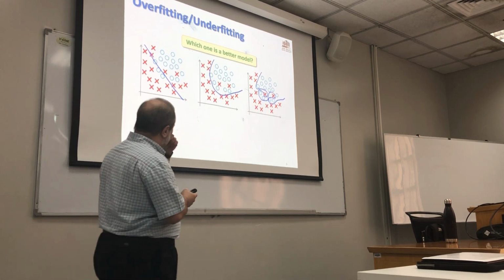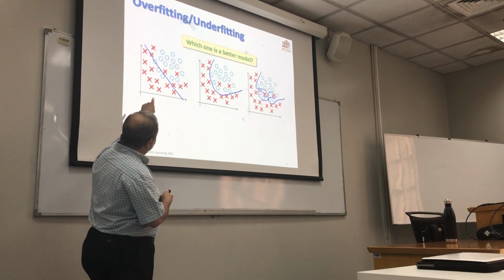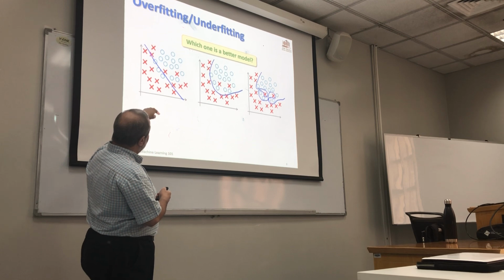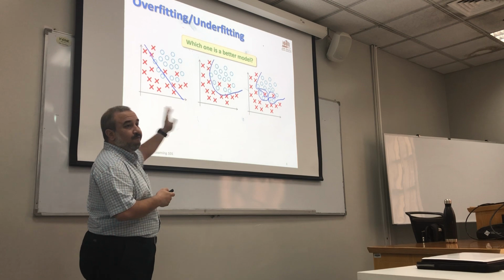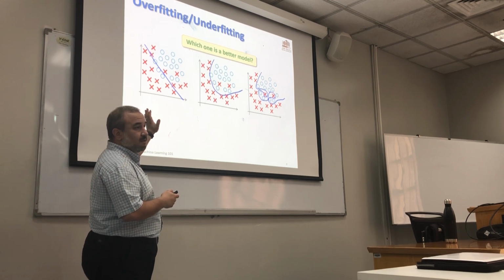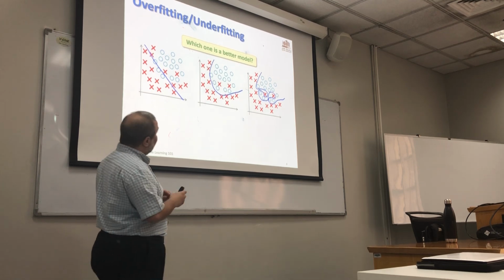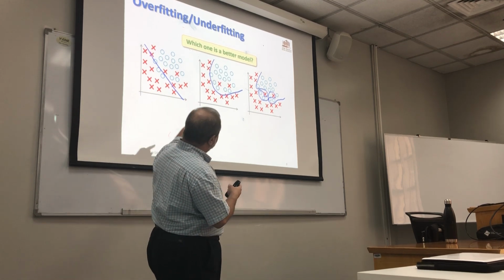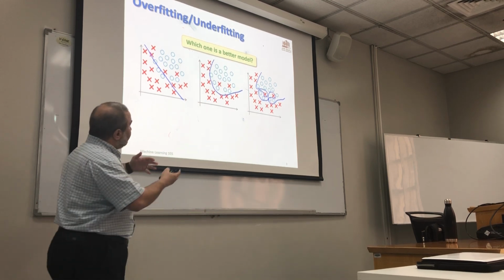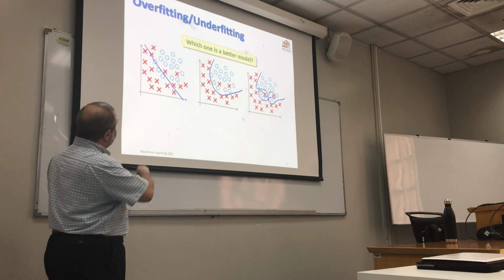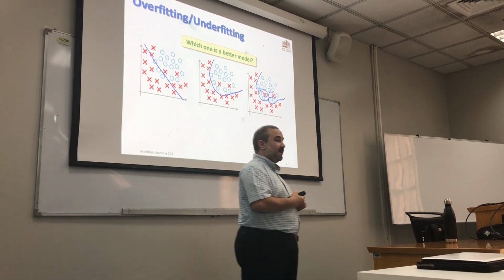Let me show you 3 examples. Here we want to classify between the blue circles and the red crosses. So what type of problem is that? Classification, right? We have 2 classes, A and B, and we want to classify between them. Let's say that the classifier is represented by this blue curve in these 3 cases. So we have 3 classifiers. This is the 1st, that's the 2nd, and that's the 3rd. Which one of these is the best?